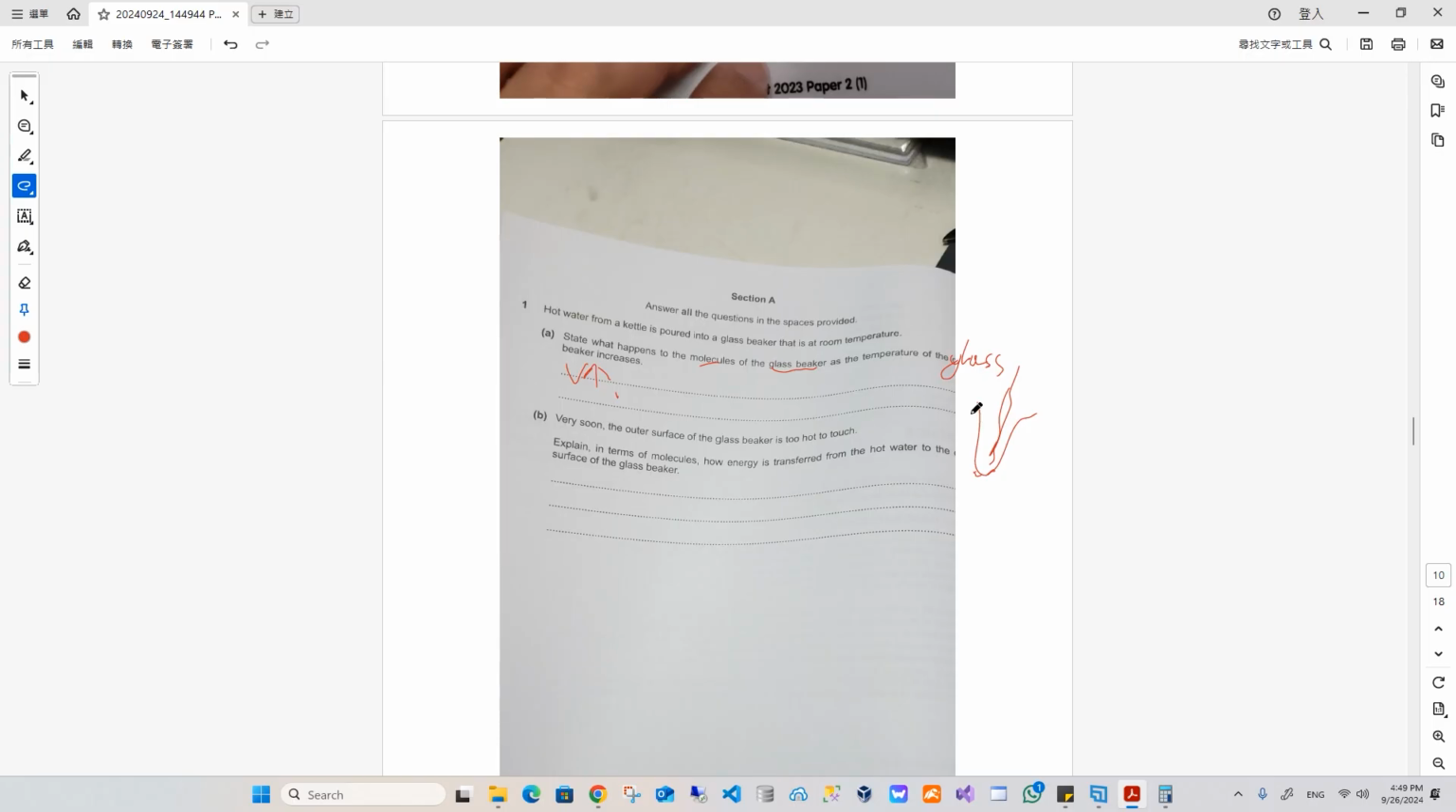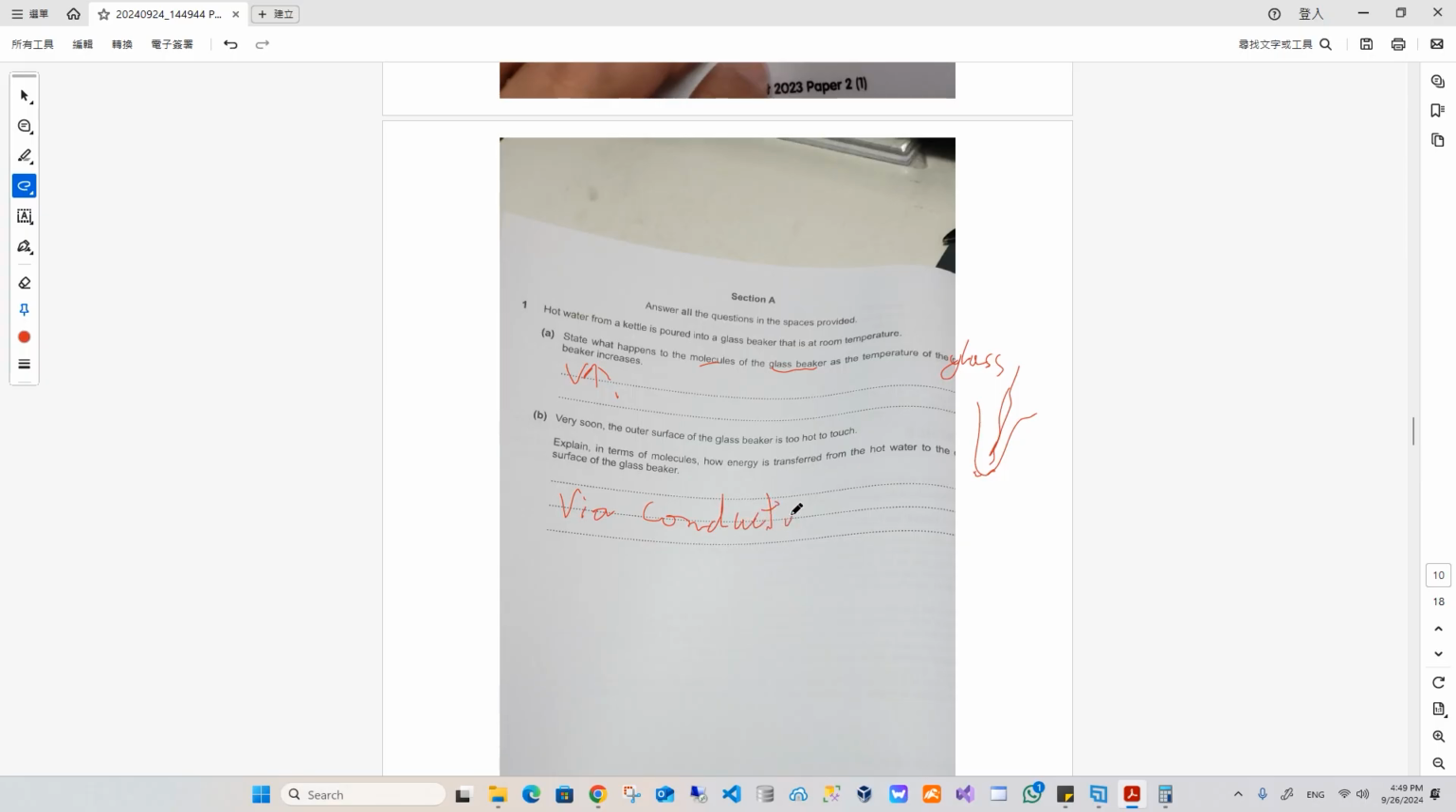That's it. Very soon, the outer surface of the glass beaker is too hot to touch. Explain in terms of molecules how energy is transferred from the hot water to the surface of the glass beaker. As the hot water touches the glass beaker, the hot water transfers heat to the glass beaker via conduction. Yes, conduction.